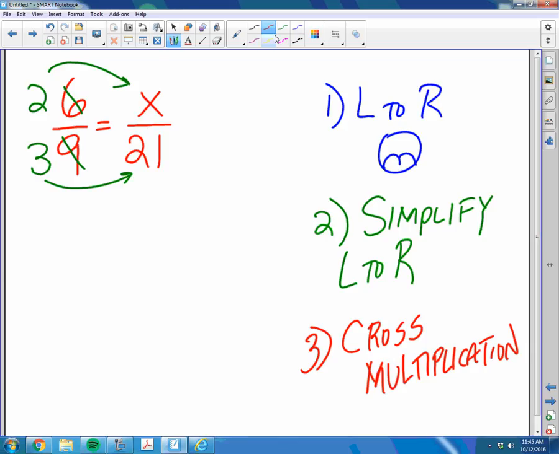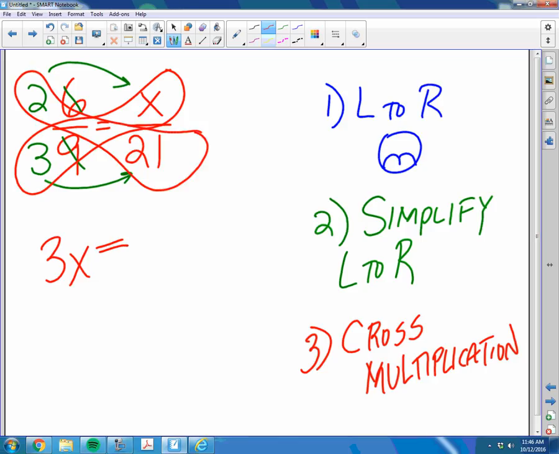So let's just say I did all this and I still don't see my scale factor. Then you would multiply this times this, which is what? What is 3 times x? 3x. And you set it equal to 21 times 2, which is 42. It creates for you a one-step algebra problem.